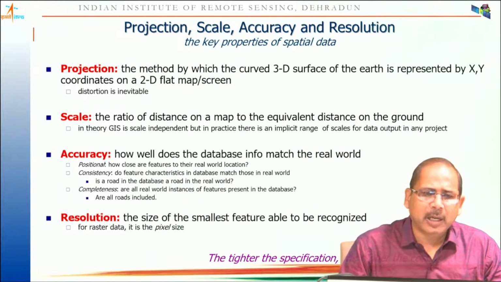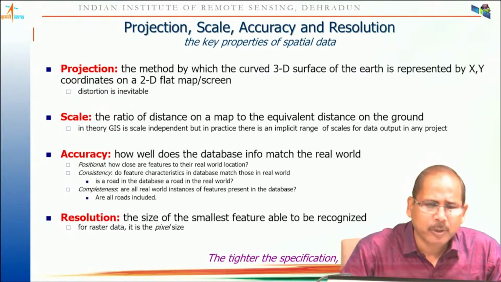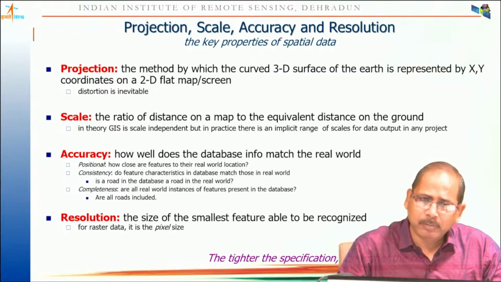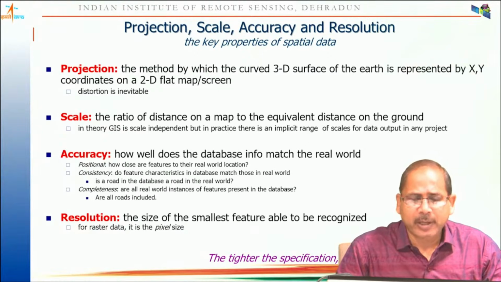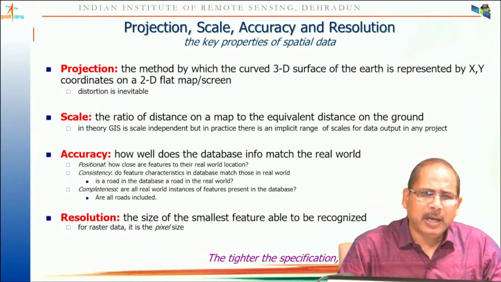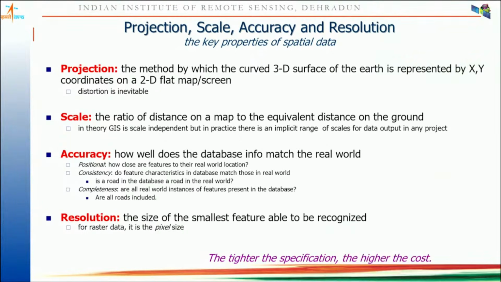So when you are dealing with geodata, you have to keep in mind these four important parameters. We already discussed them in our GIS modules: projection, scale, accuracy and resolution. These are very important points that you have to keep in mind. Projection is a method by which the curved 3D surface of the earth is represented by x and y coordinates in 2D flat maps or a screen, and here distortion will be there in this kind of transformation from 3D to 2D.